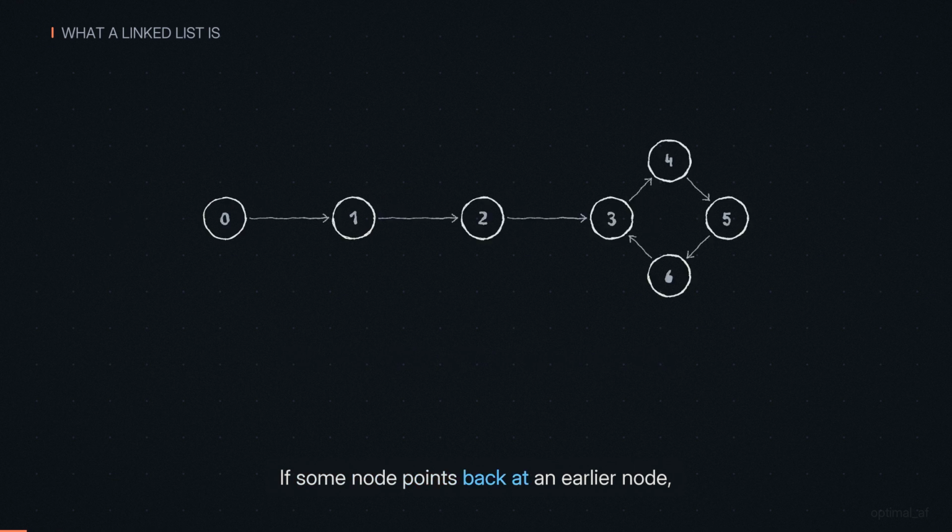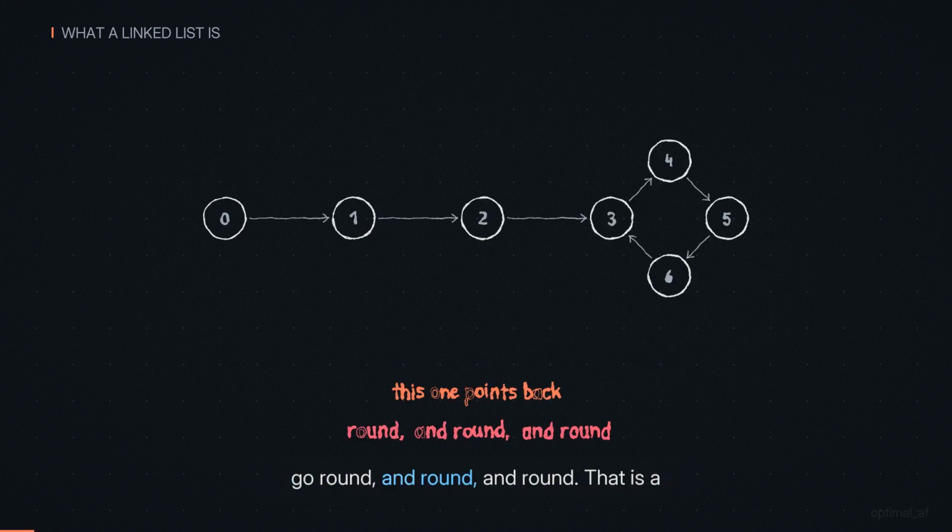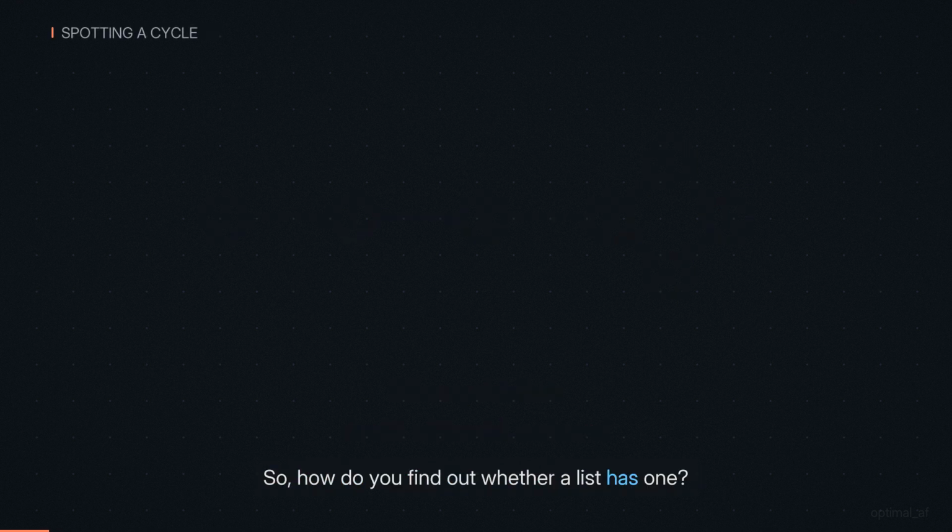If some node points back at an earlier node, there is no end. You follow the pointers and you go round and round and round. That is a cycle, and a program that walks this list never finishes. So, how do you find out whether a list has one?